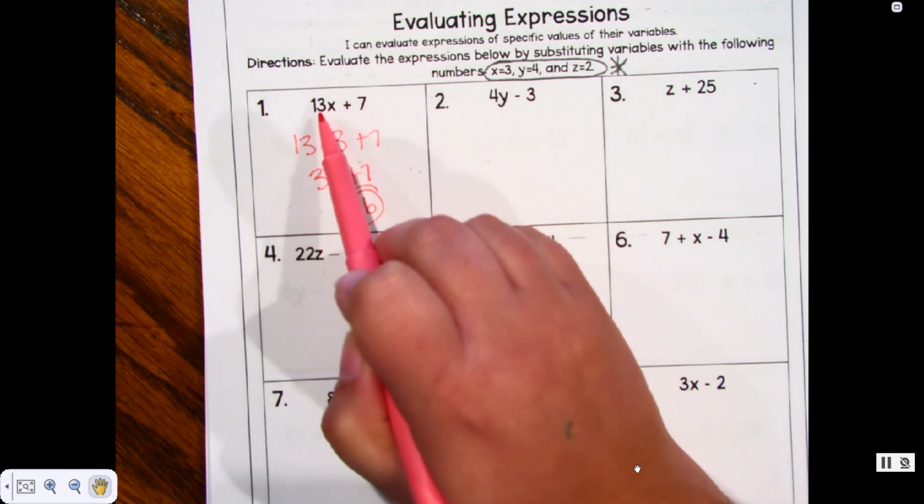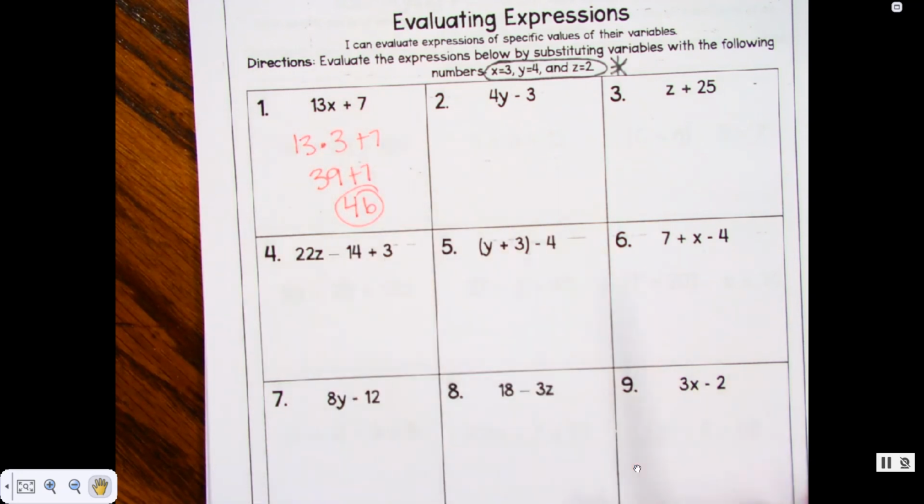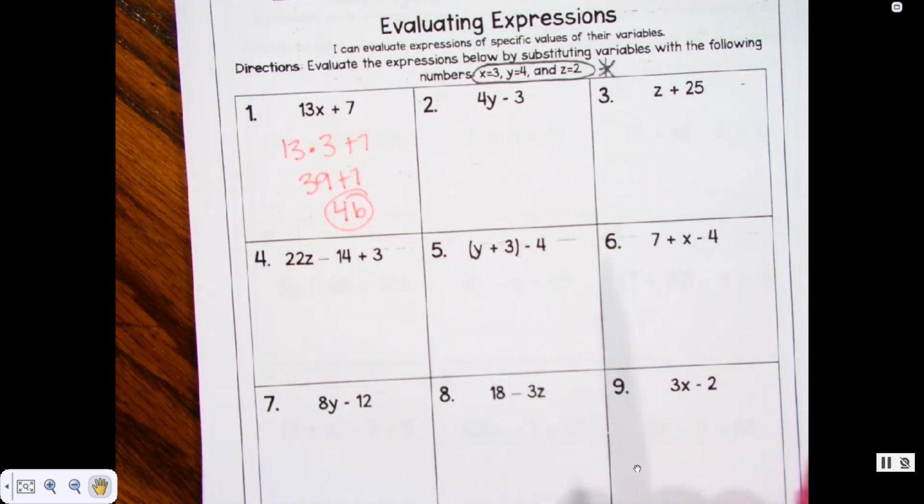Just remember, anytime you have a number right next to a variable, that means to multiply. That one's super. If you remember how to substitute, you should be good there.